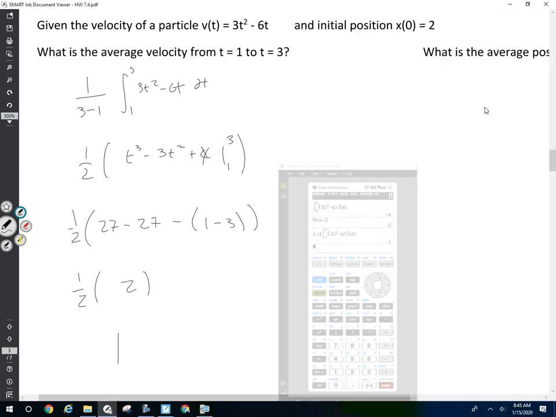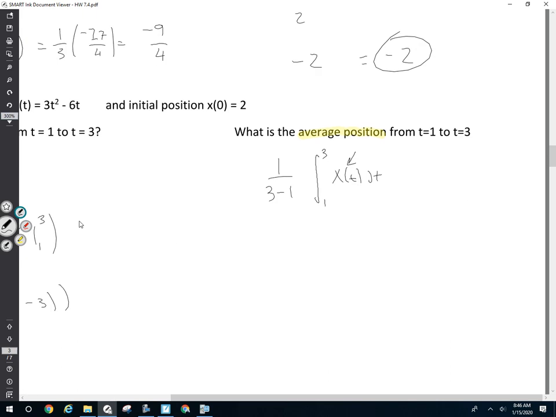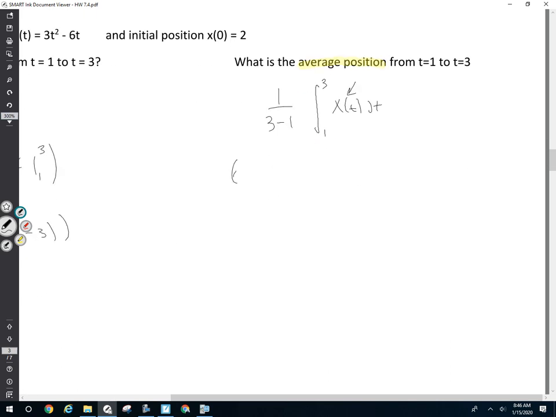1. Okay, good. But now I ask you for the average position. Okay, so this is very important. Average position. To find the average position, you're going to have to find the integral, or the area under your position function. Then multiply that by 1 over b minus a. Notice it's position. It's not the same thing as what we did here. You have to do a little bit of extra work, and you're going to have to find x of t, the full x of t.